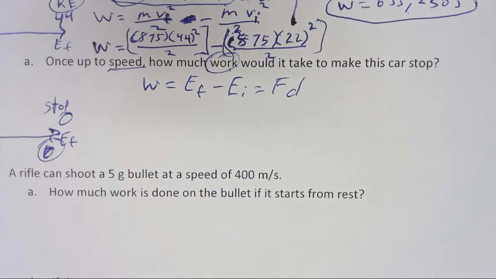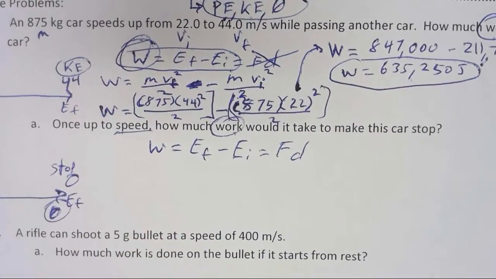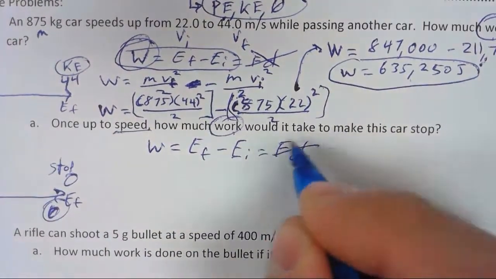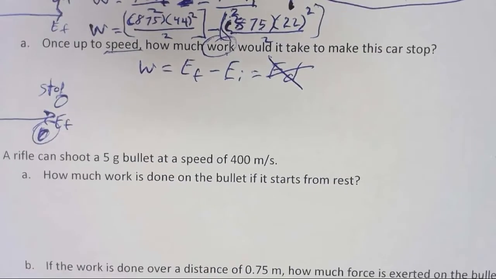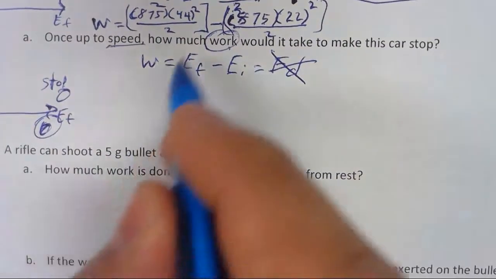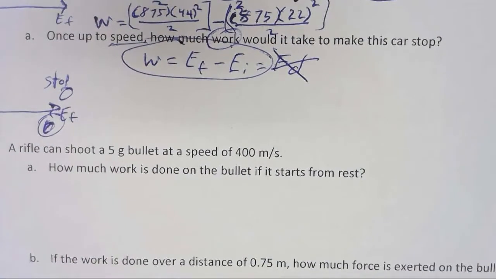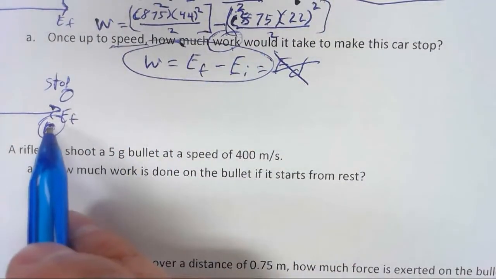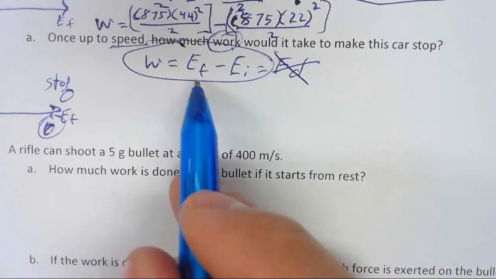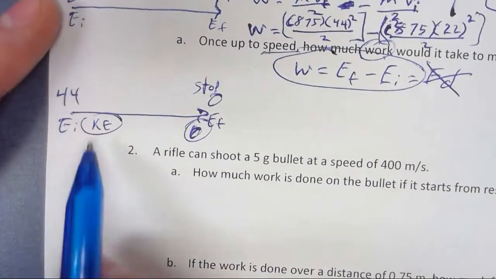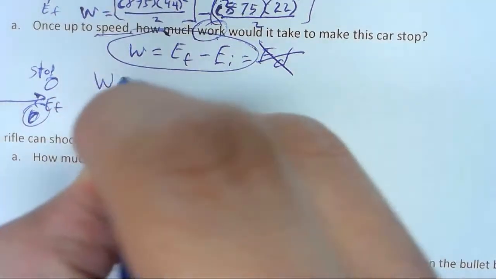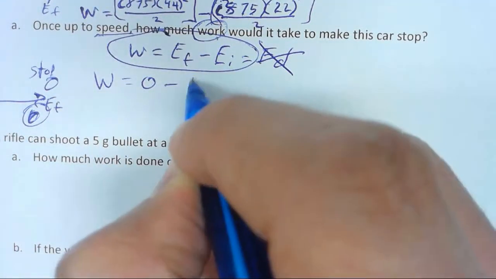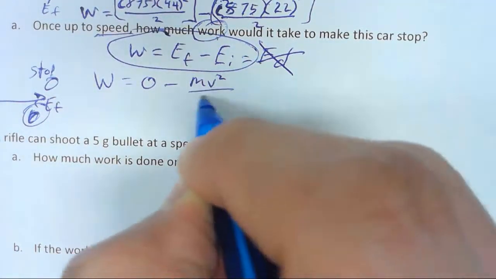W equals EF minus EI equals FD. Same thing as before. We're going to get rid of FD, although that won't always be the case, simply because they don't ask for or give us force or distance. We're going with this. The final energy is 0. We're going to put a 0 in here. The initial energy is kinetic energy, so we're going to put the kinetic energy formula in here. So our next line is going to say 0 minus mv squared over 2.